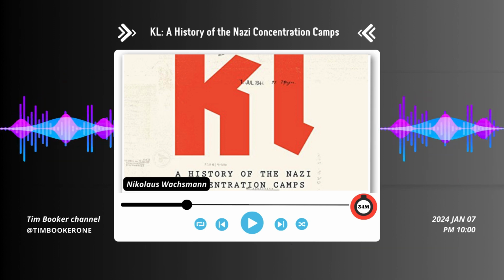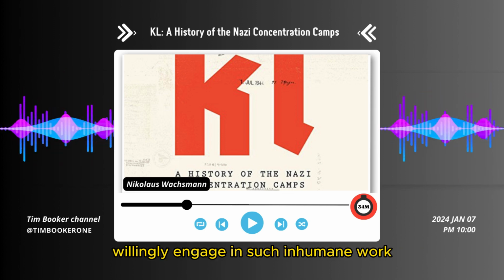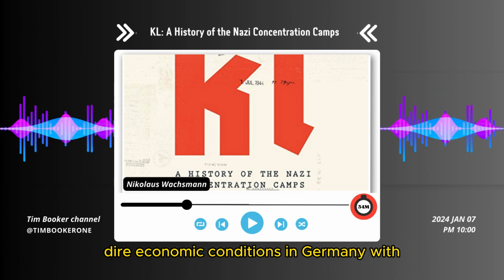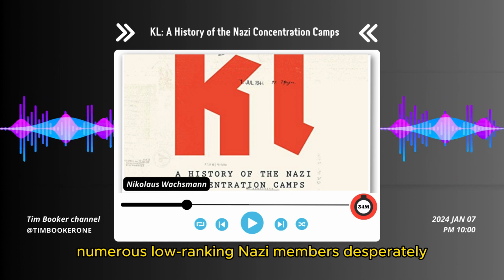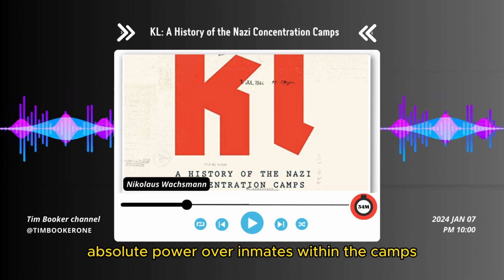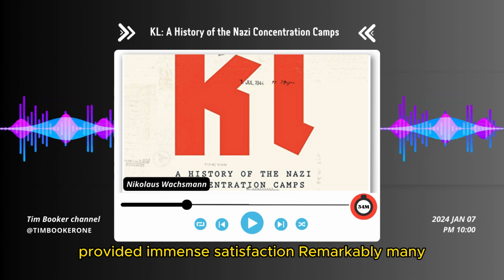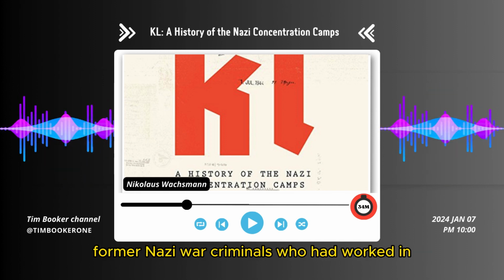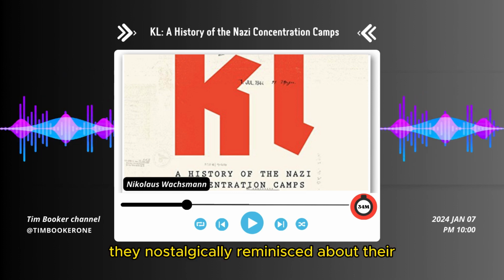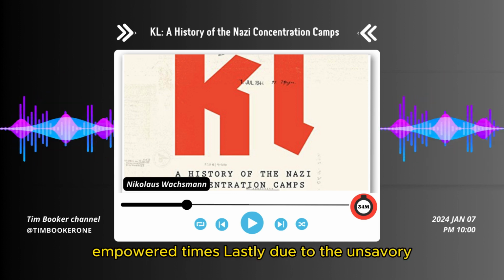Why did many Germans willingly engage in such inhumane work? Historian Wachsmann analyzed this, citing the dire economic conditions in Germany, with numerous low-ranking Nazi members desperately needing employment. Additionally, the sense of absolute power over inmates within the camps provided immense satisfaction. Remarkably, many former Nazi war criminals who had worked in camps rarely exhibited guilt post-war. Instead, they nostalgically reminisced about their empowered times.